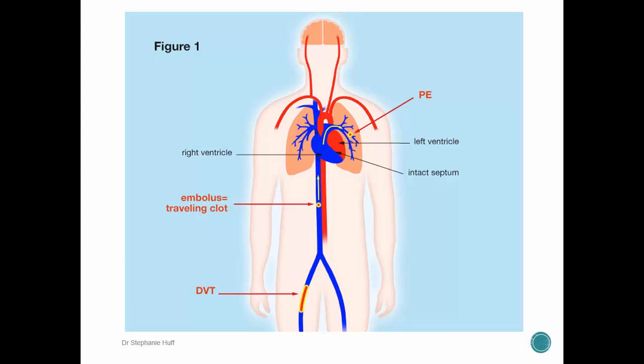Alright, and so this is just another picture showing you how the DVT was in the upper leg and broke free, and so now the clot has moved up, and you can see that it has gone into the pulmonary vasculature from the right side of the heart.